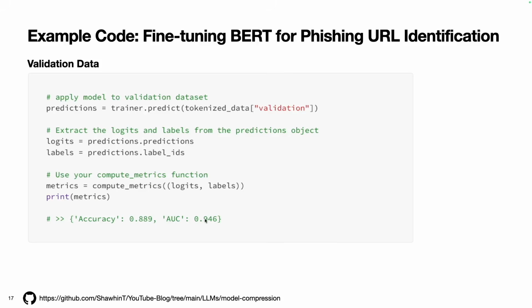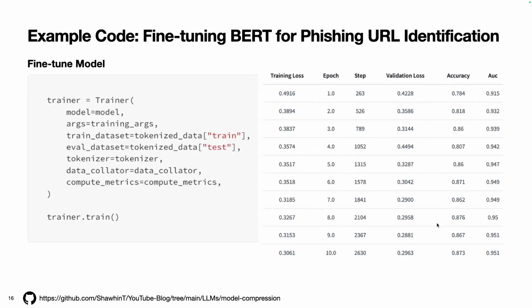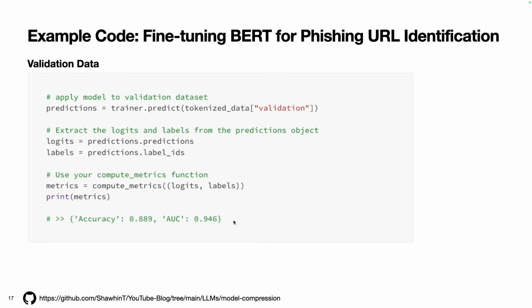The accuracy and AUC score are comparable to what we were seeing for the testing data set in the previous slide. So accuracy about 0.89, AUC about 0.95. If we go back, we see accuracy 0.87, AUC 0.95. Pretty similar. So that's a good sign that this model is probably not overfitting. At the end of this, we have a binary classification model that consists of a little over 110 million parameters.